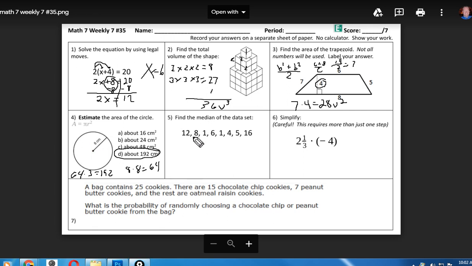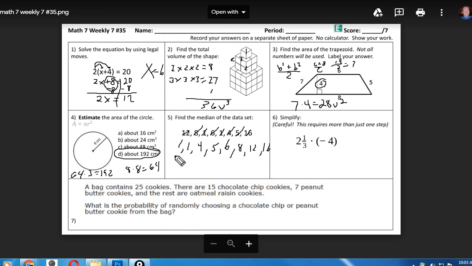Okay, find the median. In order to find the median, we need to find the middle number. Well, in order to find the middle number, we need to put these in order. So here we go. We have 1, that's crossed off. We have another 1, that's crossed off. What's next? We have a 4. We have a 5. We have a 6. Okay, gone, gone, gone. We have an 8. We have a 12, and we have a 16.